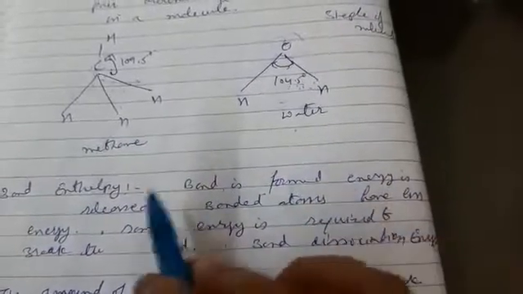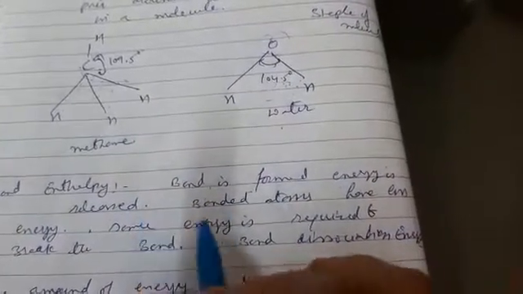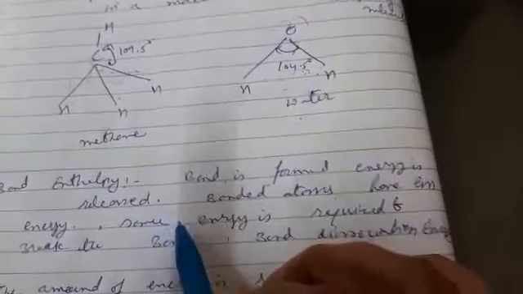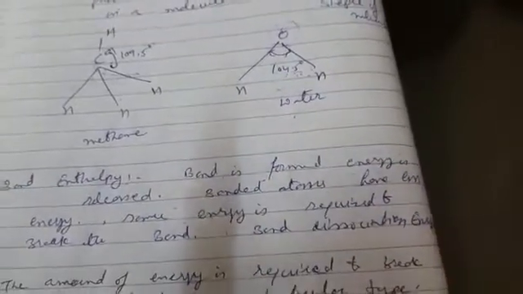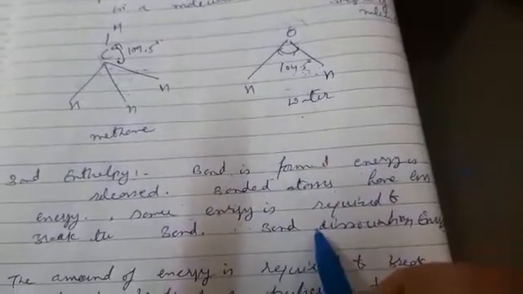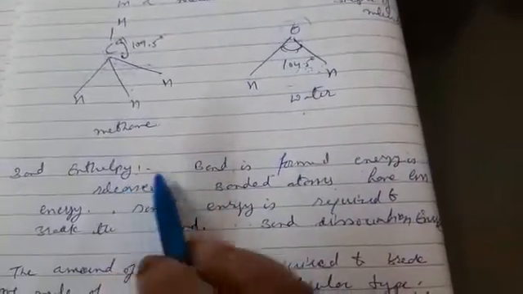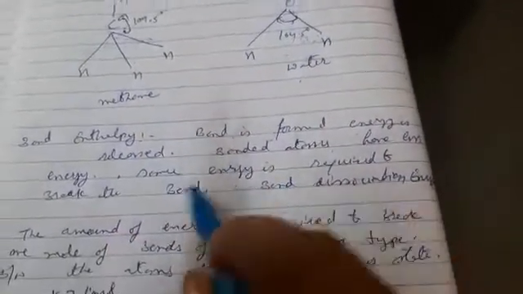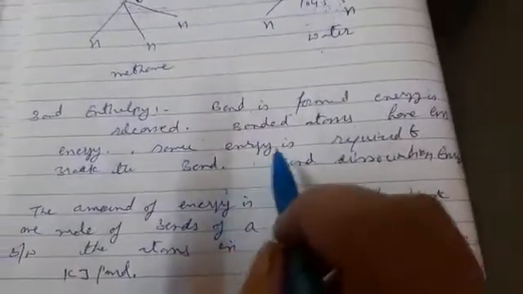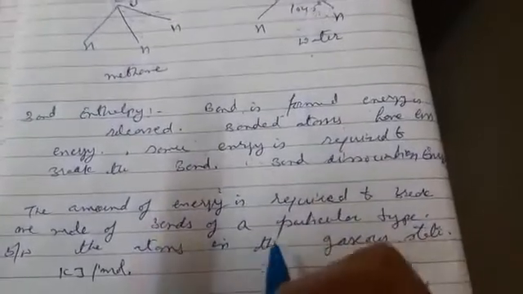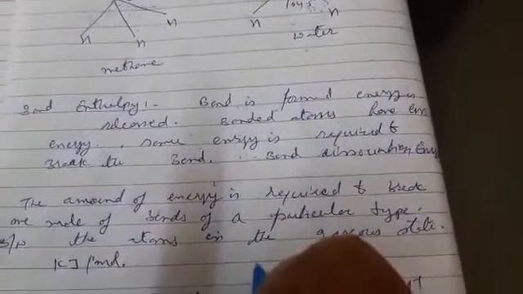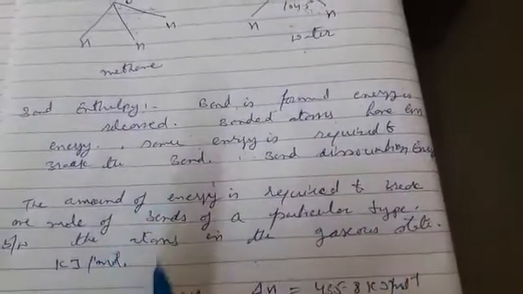So when a bond is formed and energy is released, it means bonded atoms have less energy, and after that the same amount of energy is required to break the bond, and that energy is known as bond dissociation energy or bond enthalpy. Bond dissociation energy means the amount of energy required to break 1 mole of a bond of a particular type between the atoms in the gaseous state. And it is written as kilojoule per mole.